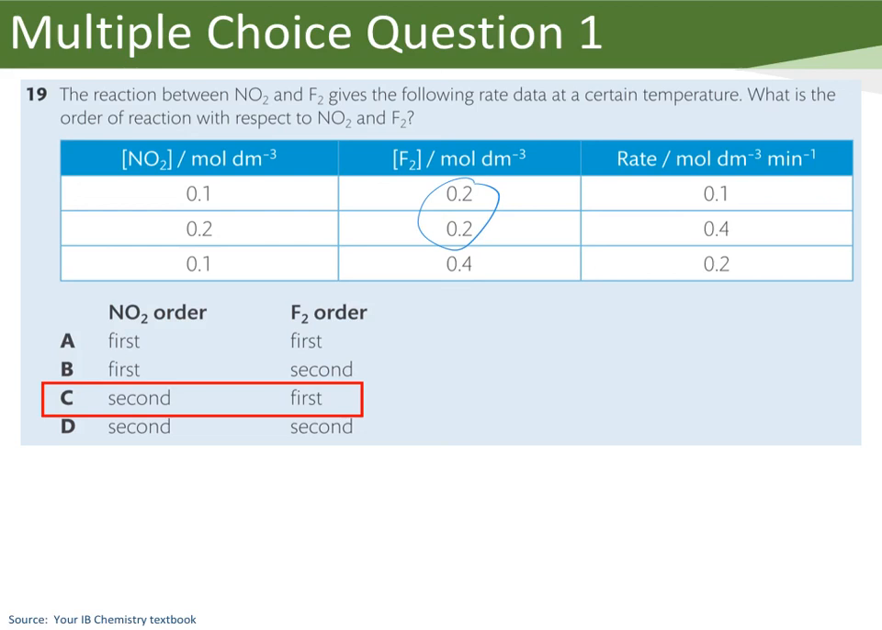When I kept F2 the same and I doubled NO2, the rate quadrupled. So that meant that NO2 was second order. When I kept NO2 the same and I doubled F2, the rate doubled. So that meant F2 is first order. And so that means C is the right answer.